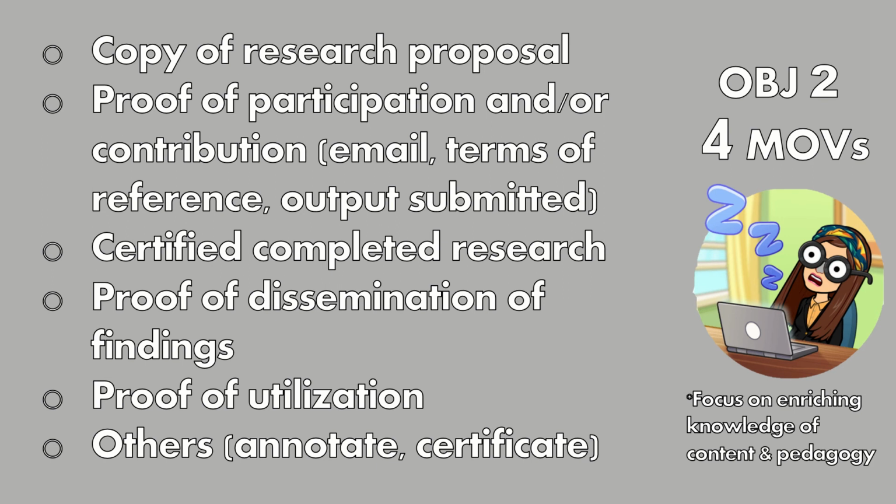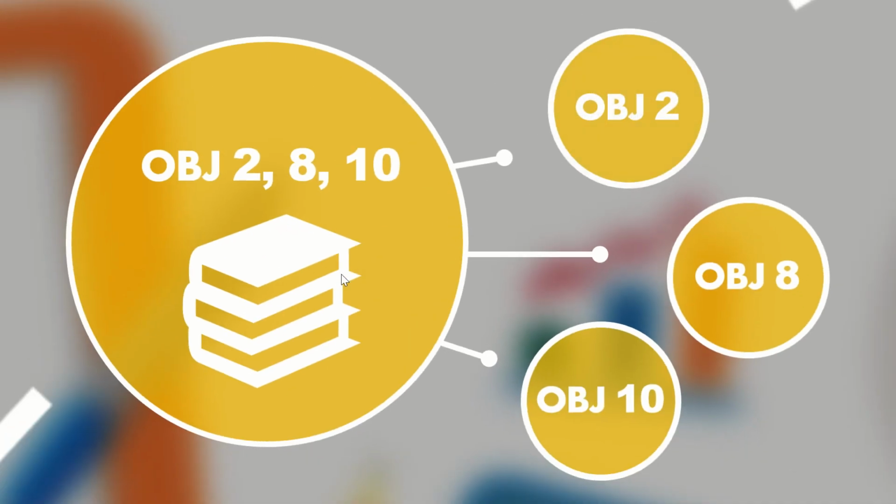Okay, certified completed research if we really conducted the research and we have completed it. Proof of dissemination of findings and proof of utilization if the findings and results are already being utilized. And then others po, example, certificate. So, those certificates that we receive, just annotate those. Okay, those are already acceptable MOVs.